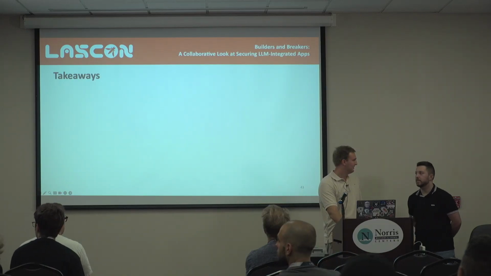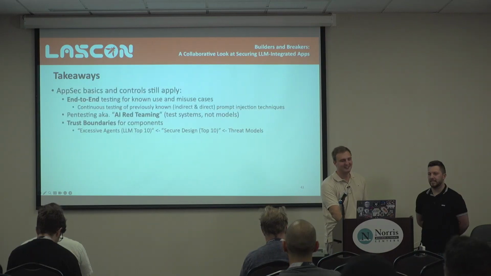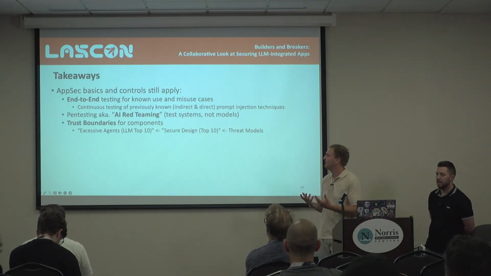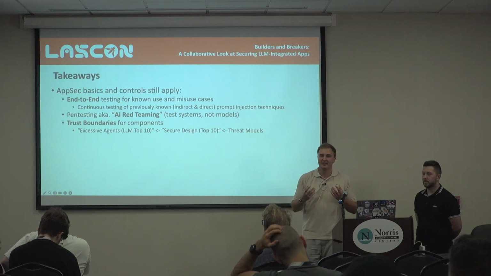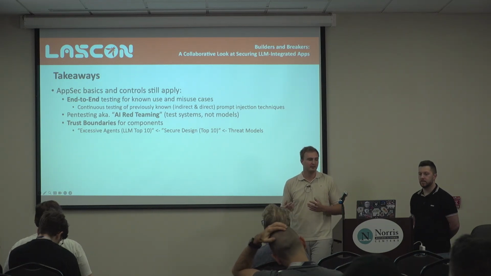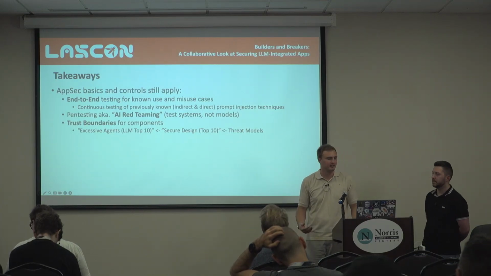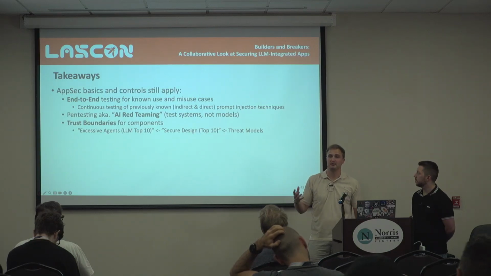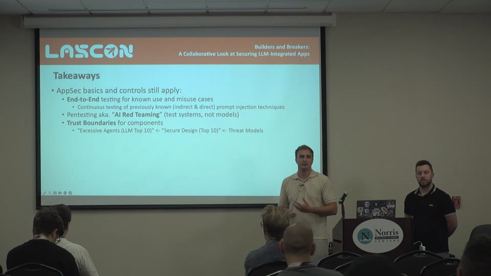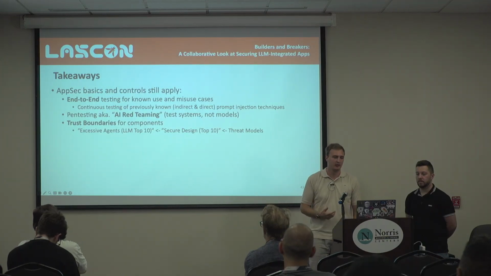Good. Now let's wrap this up with some takeaways. We just learned our AppSec basics and our controls, they still apply. End-to-end testing is very important for known use cases and misuse cases. We saw some tools. We saw how we can do AI red teaming with some Burp extensions. We saw how we need trust boundaries, especially if we give some functionality like requesting API requests or fetching invoices from our architecture, from our APIs.